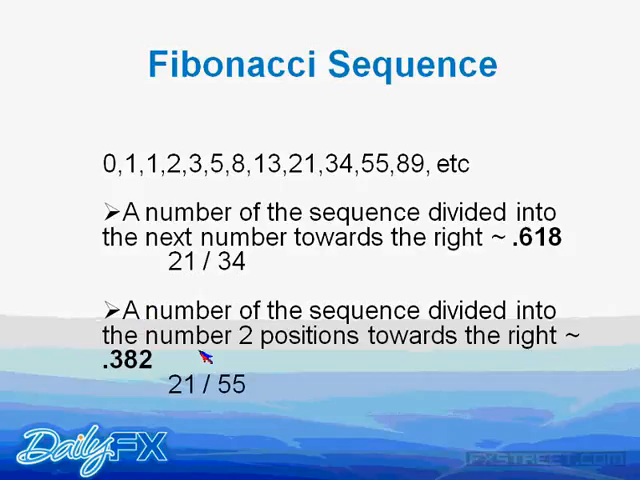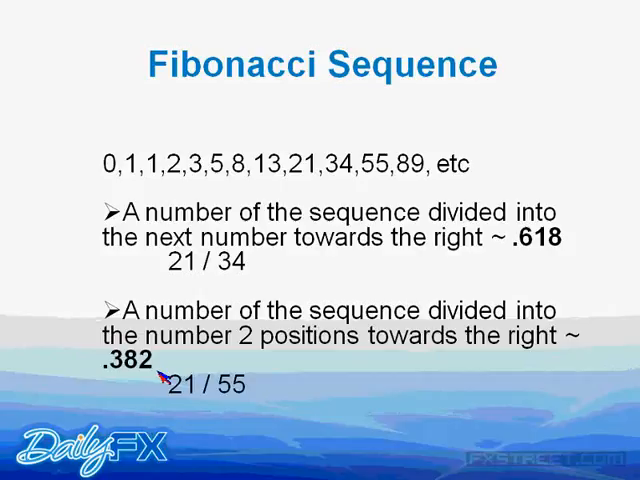Now, where does the 382 come from? That's also a very popular number that shows up on the Fibonacci retracement levels in the charting packages. Where does that come from? Well, that's where you take a number and divide it into the number 2 positions towards the right. So in this case, if you take 21 divided by 55, 2 positions to the right, that number's 382, or it progresses towards 382.